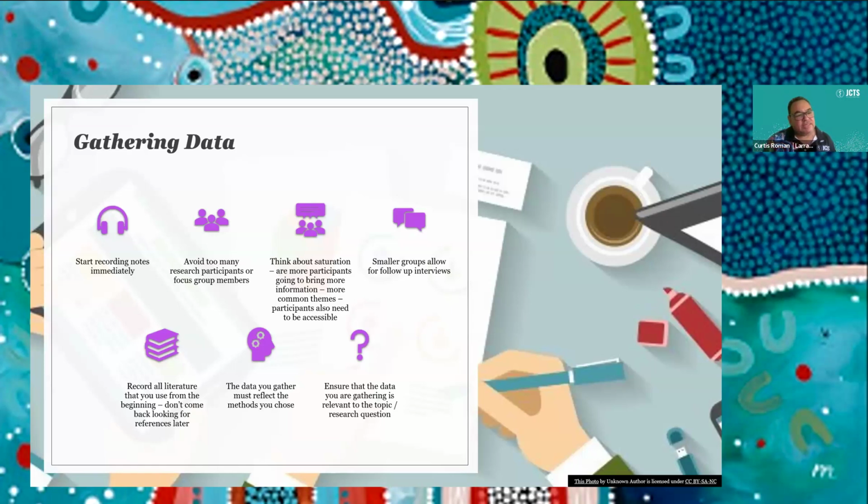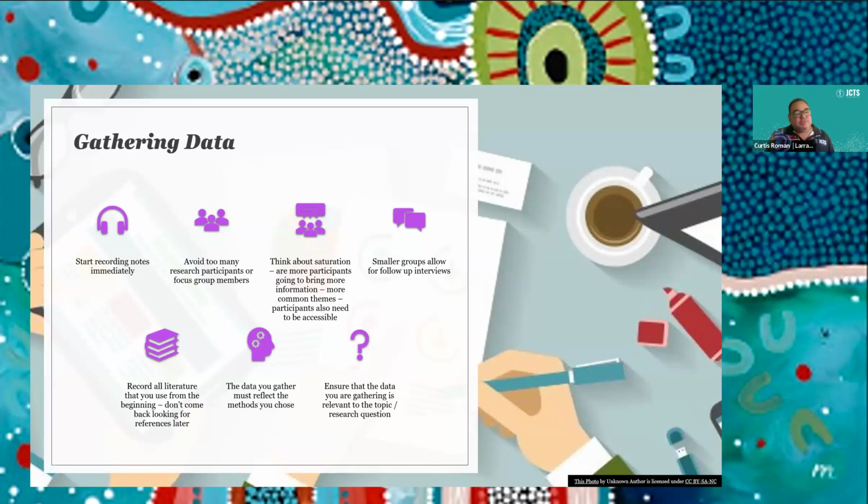They go out and they gather data from people, not from computers and not from graphs. They actually talk to people. So these are some tips when you're gathering data. If you are about to conduct qualitative research, start recording notes immediately, before things become normal in your thinking. Record notes immediately so you don't take them for granted later.